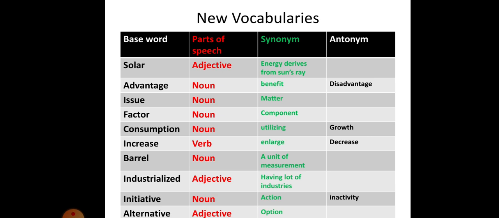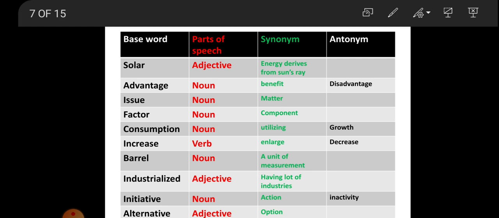Advantage, benefit. Issue, matter. Factor, that is component. Consumption, it's utilizing. Increase, enlarge. Barrel, a unit of measurement. Industrialized, having lots of industries. Initiative, that is action. Alternative, an option.